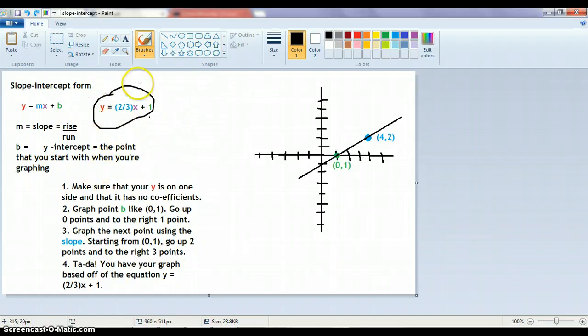Sometimes it gets more complicated if you have like a coefficient in front of the y, and like sometimes the x could be over on this side, but for right now you have a pretty simple equation, and that's how you graph using the y-intercept form.